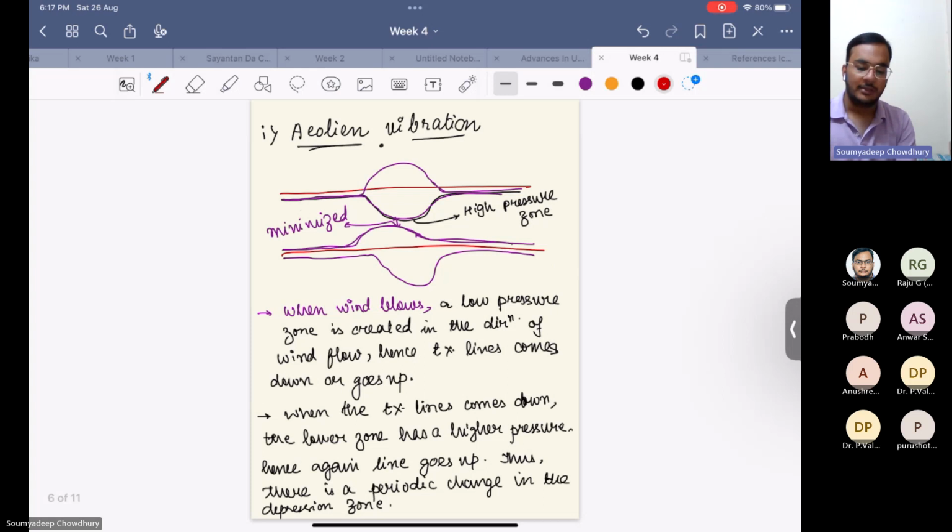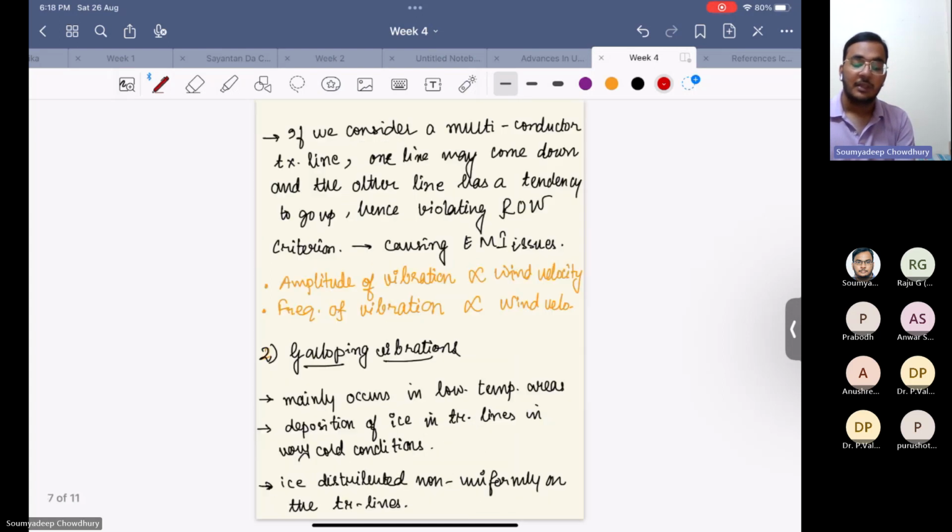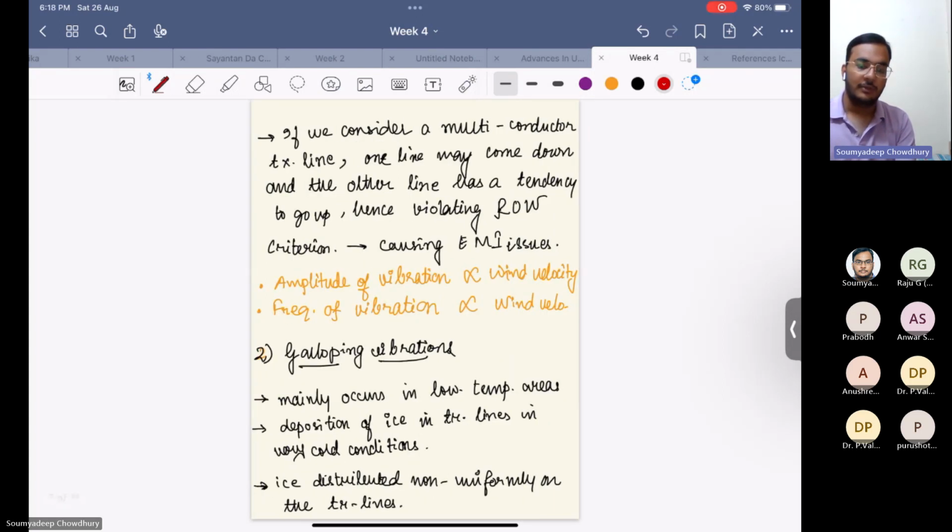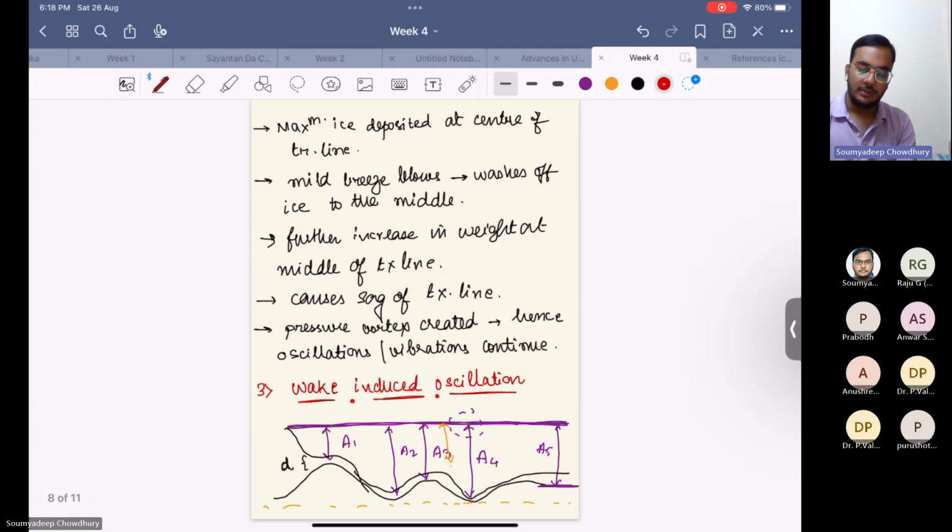Due to the pressure vortex, due to the flow of wind, there is a pressure difference, and that causes repeated moving up and down of these transmission lines. There are three kinds of vibration: one which occurs in the normal condition, and galloping vibrations, which occur mainly in extremely low temperature areas where there can be ice deposition on transmission lines. You can go through these notes, and this one I had discussed in detail.